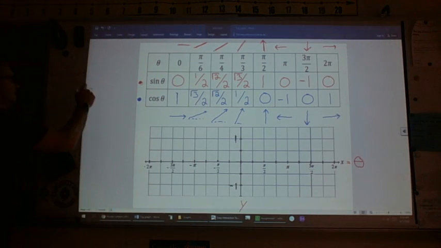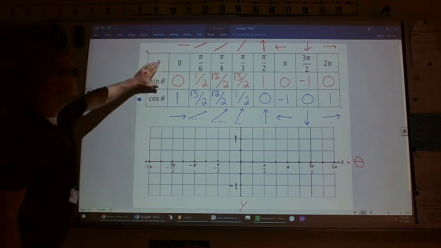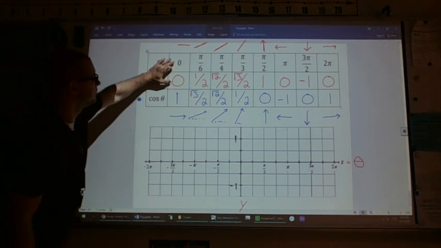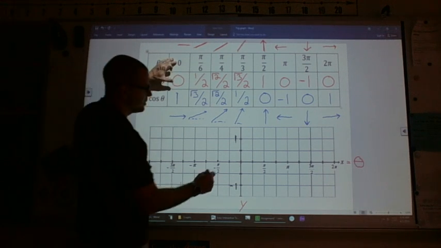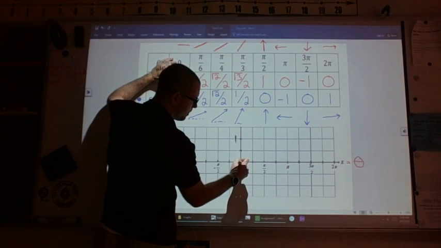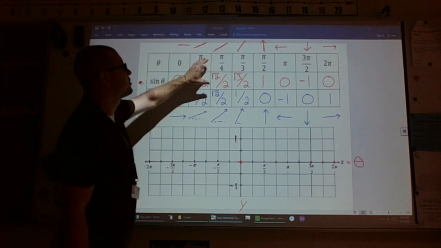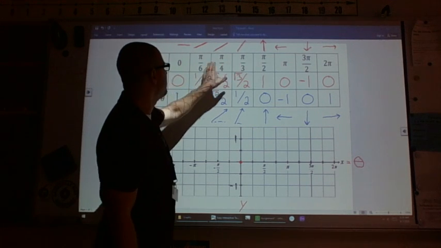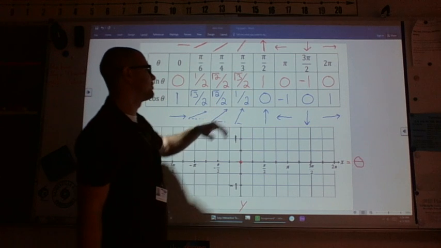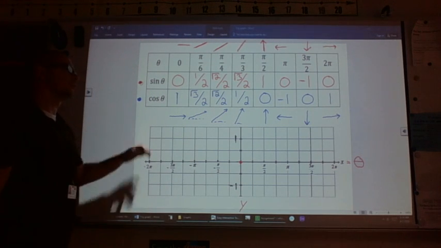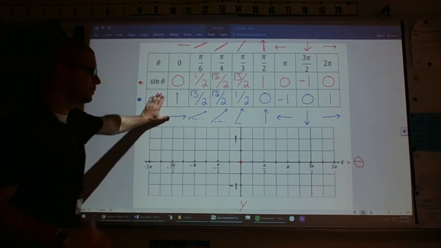So let's look at sine. Sine of 0 is 0. So this is like an ordered pair. X is 0, y is 0. That's the origin. And then we have these three angles. Pi over 6, 1/2, pi over 4, root 2 over 2, pi over 3, square root of 3 over 2.